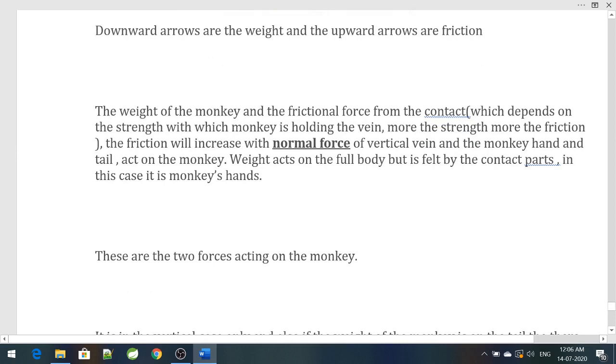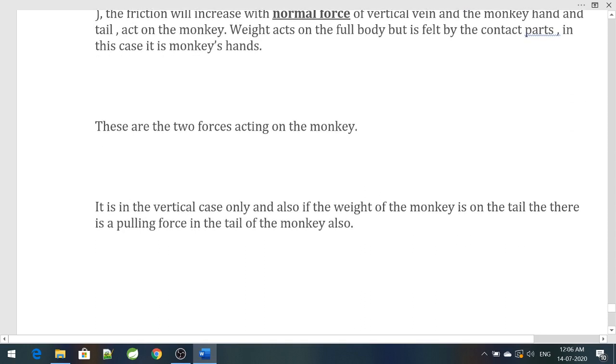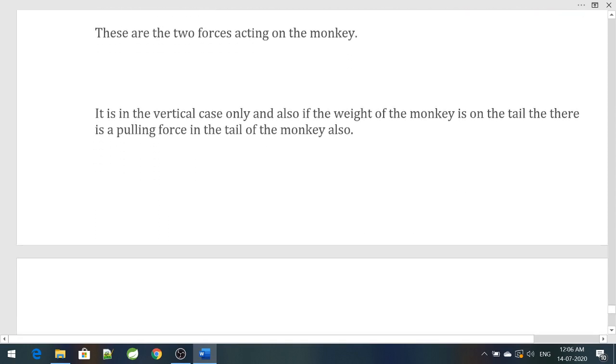The friction will increase with the normal force on the vertical vine, and the monkey's hand and tail act on the vine. Weight acts on the full body but is felt by the contact parts, in this case the monkey's hand. There are two forces acting on the monkey in the vertical case only. Also, if the weight of the monkey is on the tail, there is a pulling force in the tail of the monkey as well.